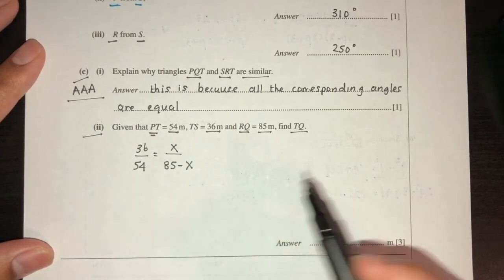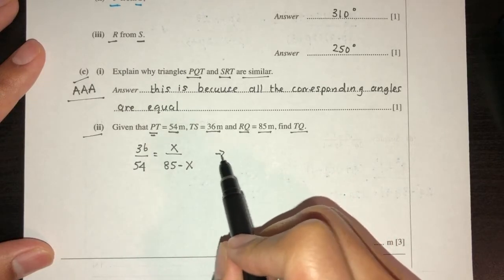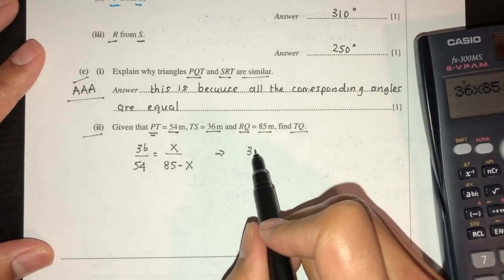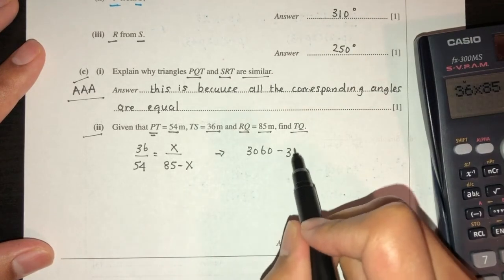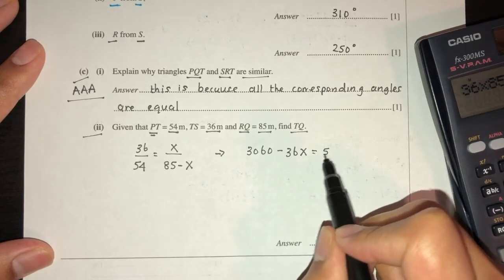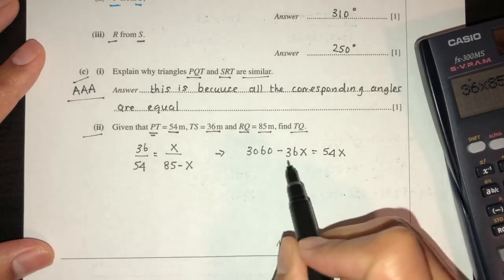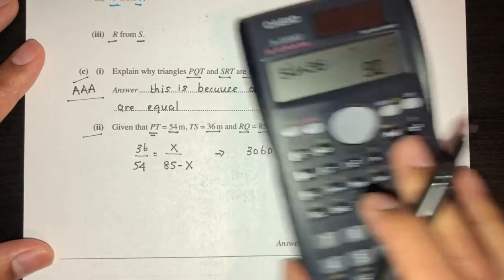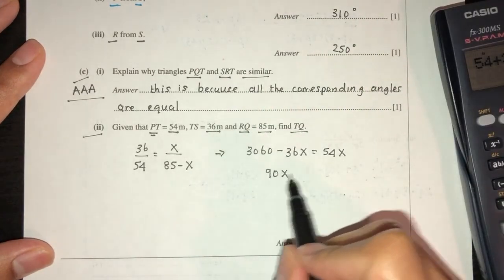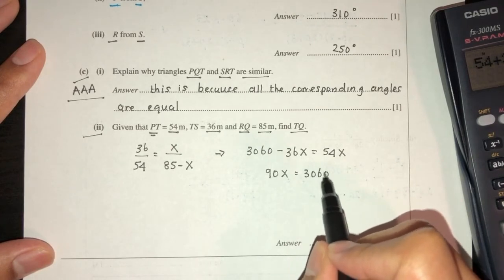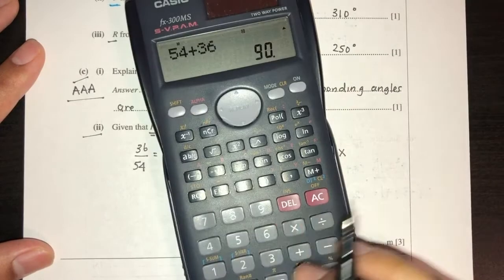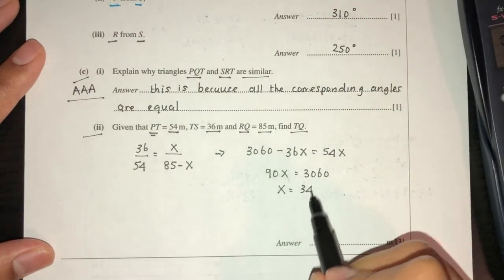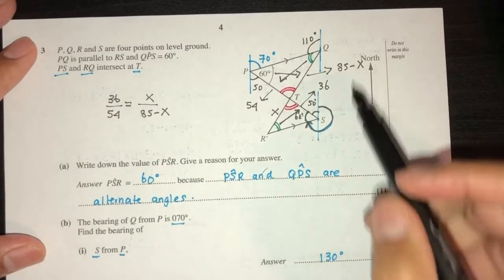Now we have to cross multiply. You will have on one side, what is 36 times 85? That will be 3060 minus 36x equal to 54x. Now we send this over here. You will have 54 plus 36, that will be 90. 90x equal to 3060. X will be 3060 divided by 90. That should be 34. So the value of X is 34.